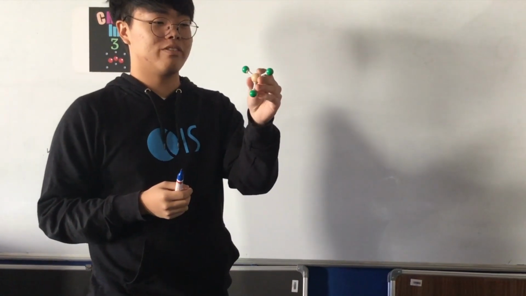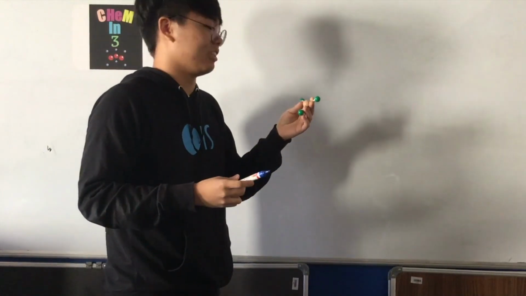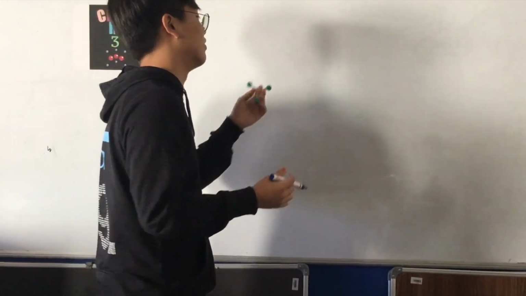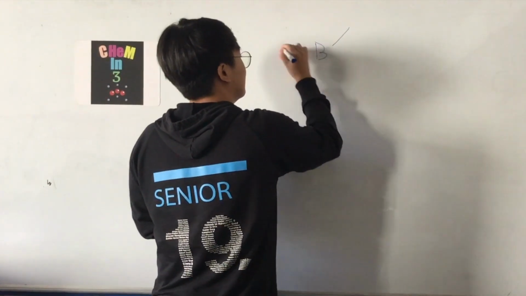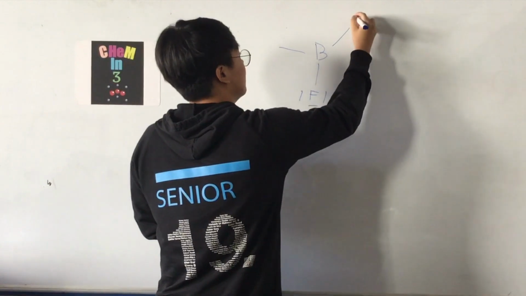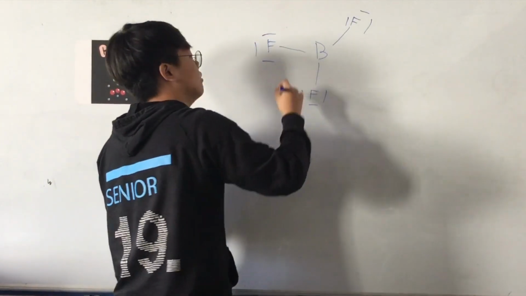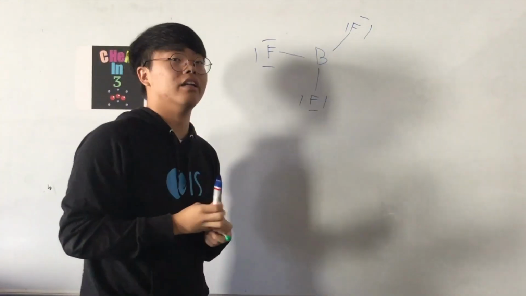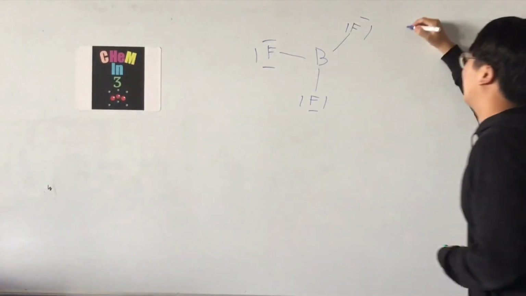This is my molecule, BF3, and I'll draw the Lewis dot structure of BF3 that I'm holding right here. Basically it'll look like this. The fluorine will have the octet rule figured out in ways such as this. And then the molecular geometry of this molecule is trigonal planar.